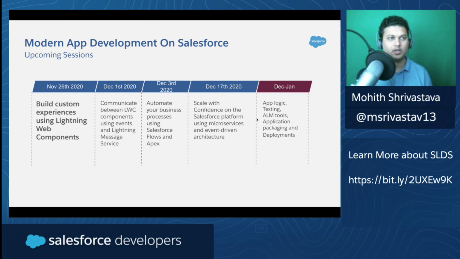Before we get started, let's see where we are in this modern application development on Salesforce. Just a reminder that in this series, our goal is to cover the full spectrum of application development on Salesforce, from design, build, testing, and packaging it. It also includes Heroku, because we feel that Heroku is part of our platform, and combining both Salesforce and Heroku, there's a lot of scale that you can add to your applications. Today we're going to talk about building custom experiences using Lightning Web Components, and as I said, a lot of the content will be on SLDS.